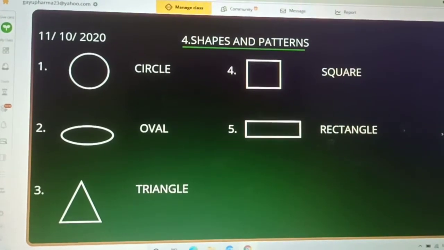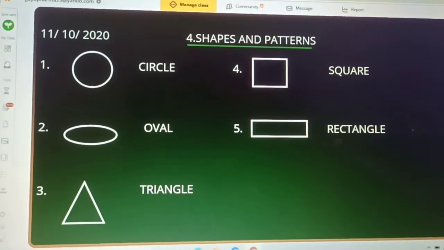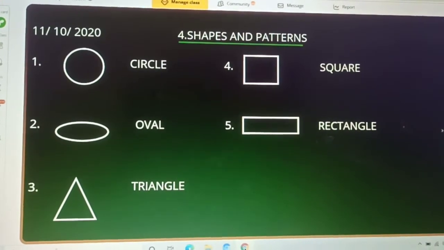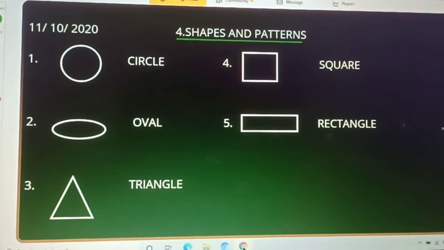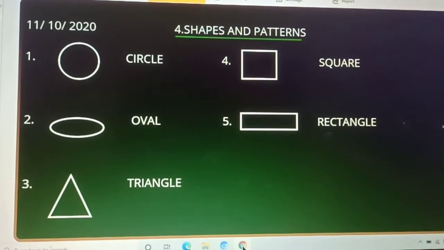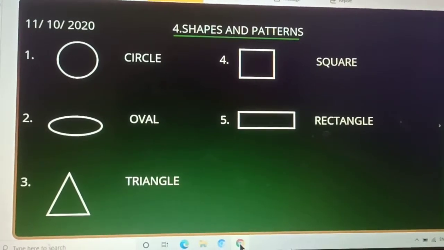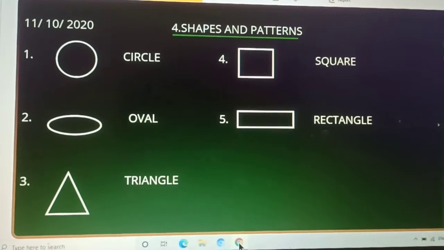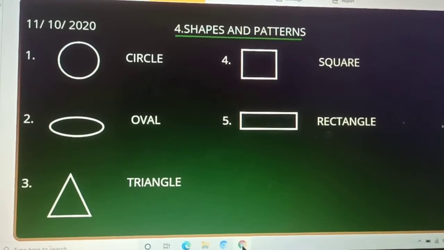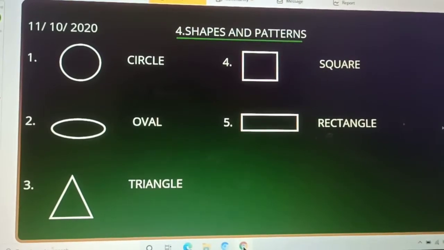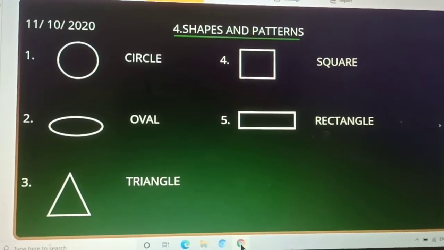Okay, now look at here. What is the first one? It's circle. It is round in shape. Do you remember anything in circle shape? Many things are there. We will see the examples in the following. Okay. Next one. What is that? Oval. What is the second shape? Oval. See, you can see this oval in horizontal, sometimes in vertical.